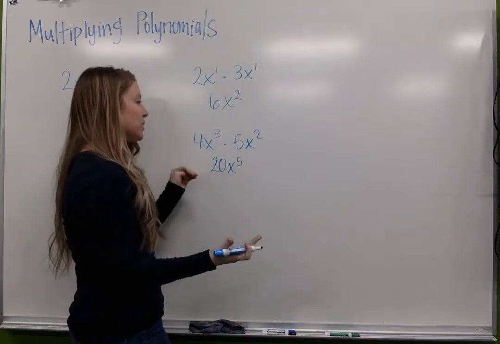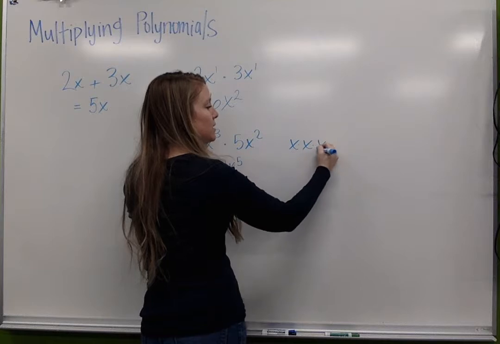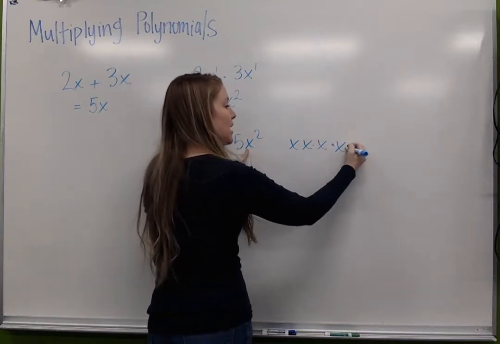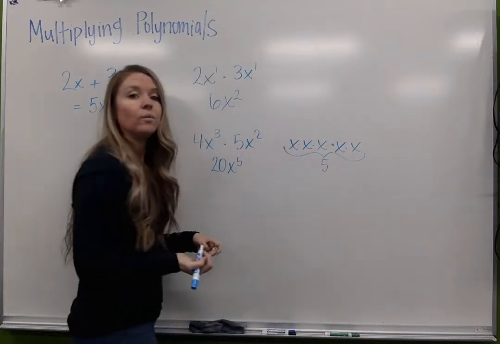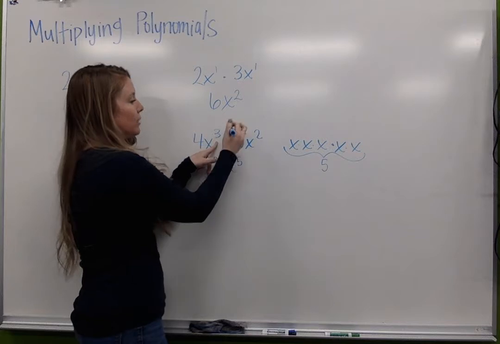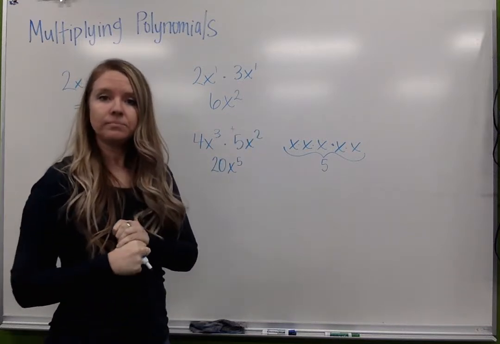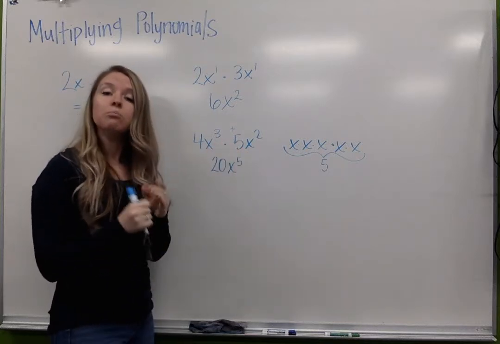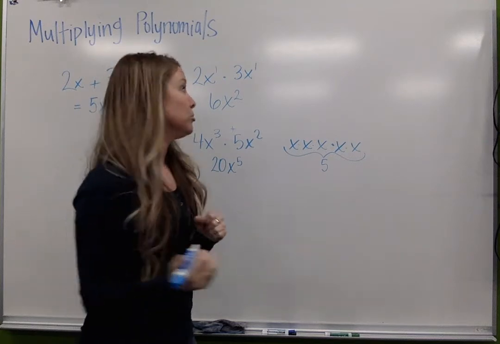The reason that works out is that x cubed means x times x times x. If we multiply that by x squared, that's x times x. How many x's do we have? We have 5. So 3 plus 2, we get x to the fifth. Okay, this was a monomial times a monomial. You multiply the coefficients together and you multiply the variables together.